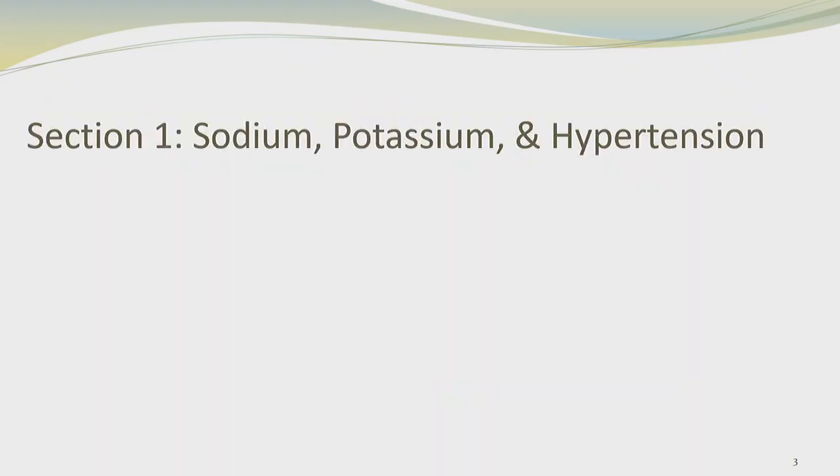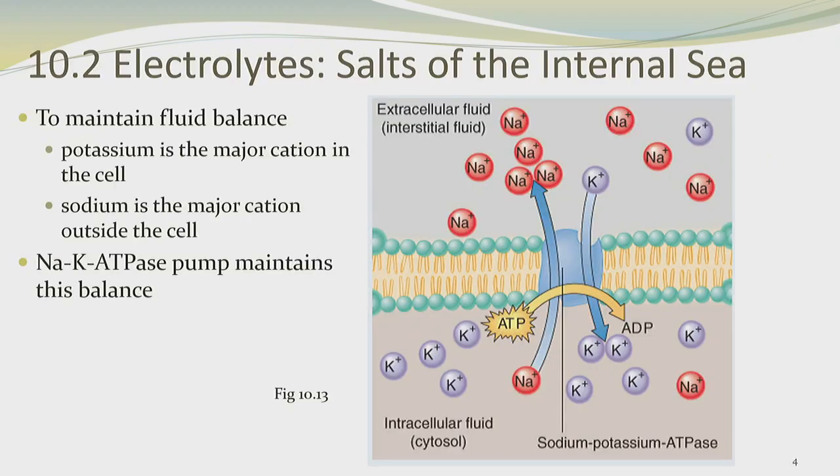So let's begin our discussion with sodium, potassium, and hypertension or high blood pressure. Sodium and potassium are essential to cell function, as they play an important role in fluid balance in the body. In this diagram, potassium is shown in purple, and this is typically found inside the cell. Sodium is shown in red, and it's typically found outside the cells, in the extracellular spaces.